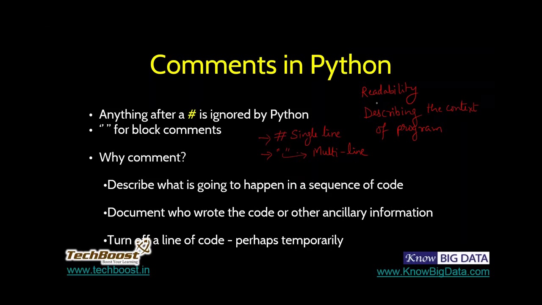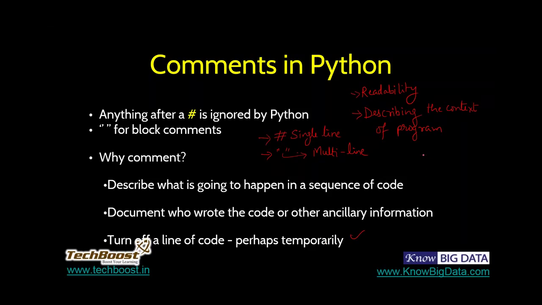Okay, so as we said, comments are for readability, point 1, and describing the context of the program, point 2. Describe what is going to happen in a sequence of code. Describe our code, and document who wrote the code or other ancillary information. Turn off a line of code. This in fact is a new thing, right? What does this say? Turn off a line of code, perhaps temporarily.